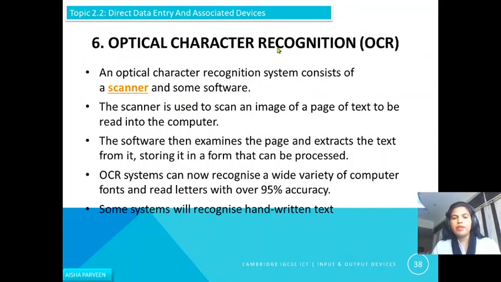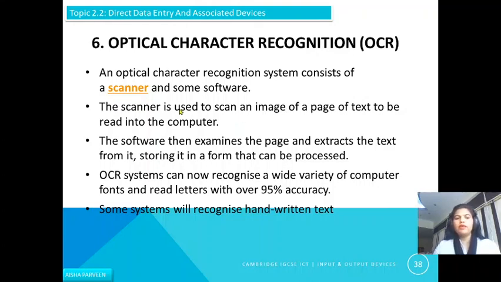Next device is optical character recognition, OCR. An optical character recognition system consists of a scanner and some software. The scanner is used to scan an image of a page of text to be read into the computer. You have any document, it can be scanned with the help of a scanner, but it will consider it as an image. The software then examines the page and extracts the text from it, storing it in a form that can be processed. If you have a normal scanner, the document can be scanned, but it will be in the form of an image.